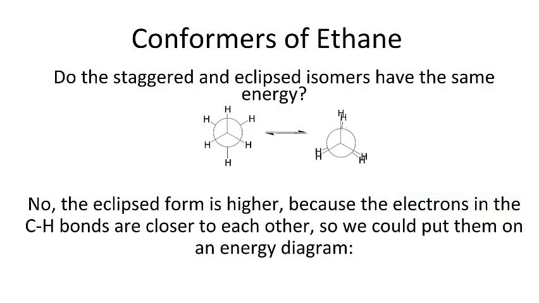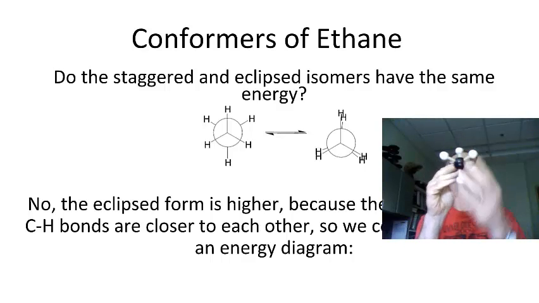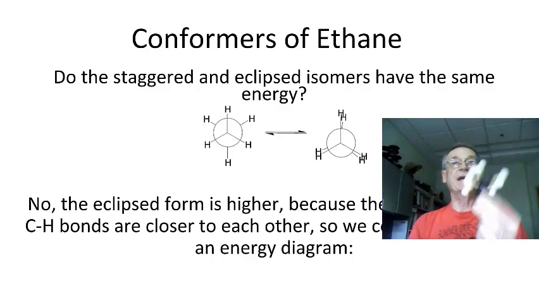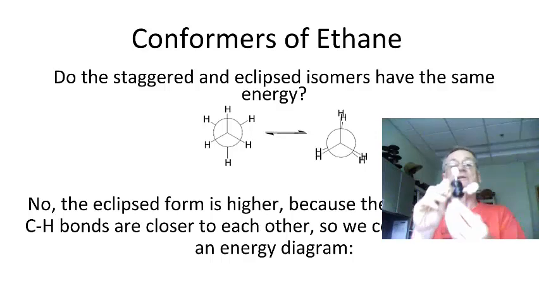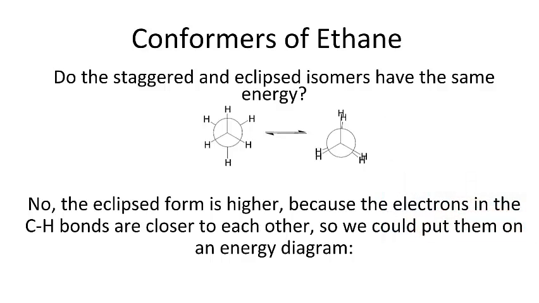The eclipsed form is a little bit higher in energy, and that's because the electrons in these carbon-hydrogen bonds in front and in back are closer together than the electrons are in the carbon-hydrogen bonds in this conformation. And as you know, electrons have the same charge. They're all negative, so they repel each other. So essentially, eclipsed is not as happy as staggered, and so it's higher in energy.